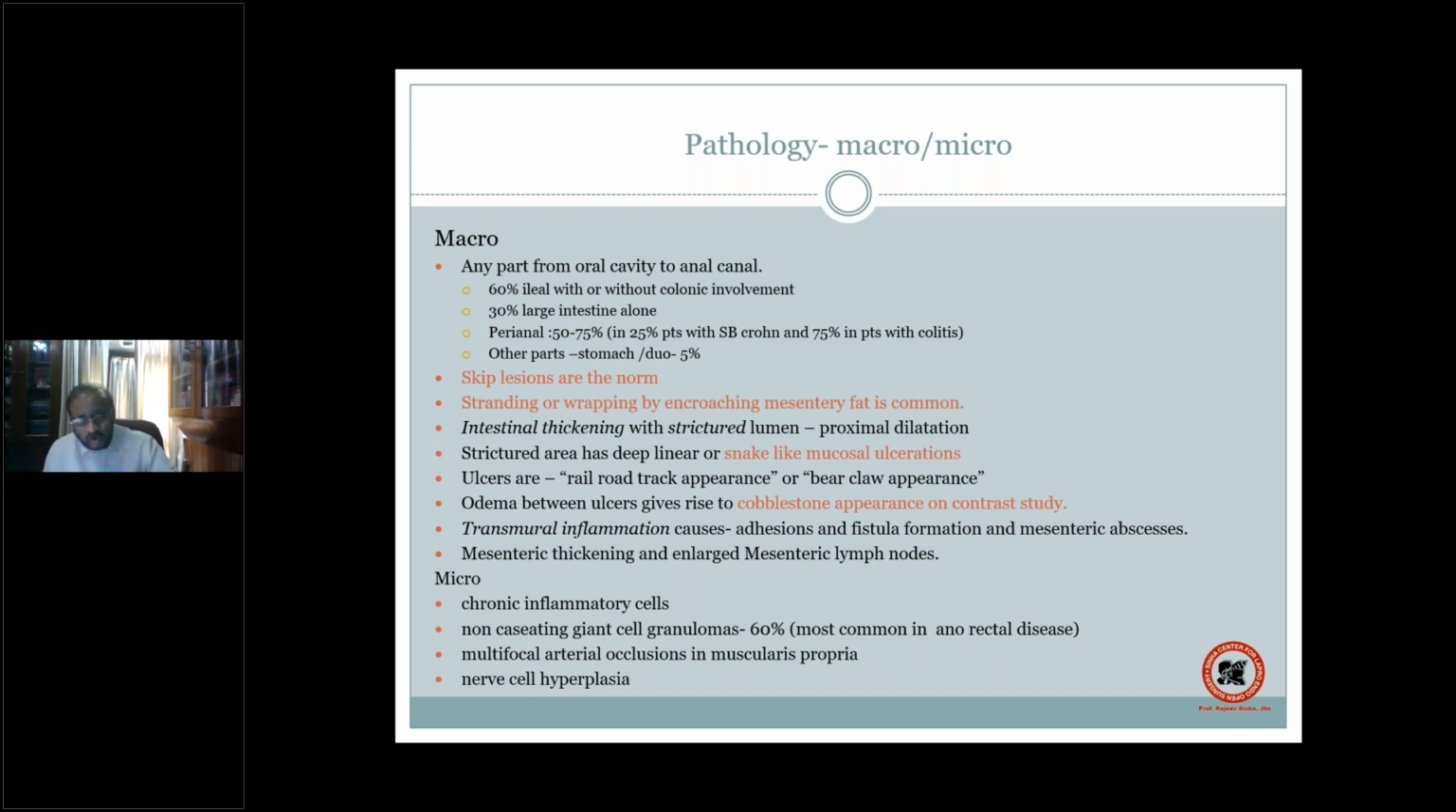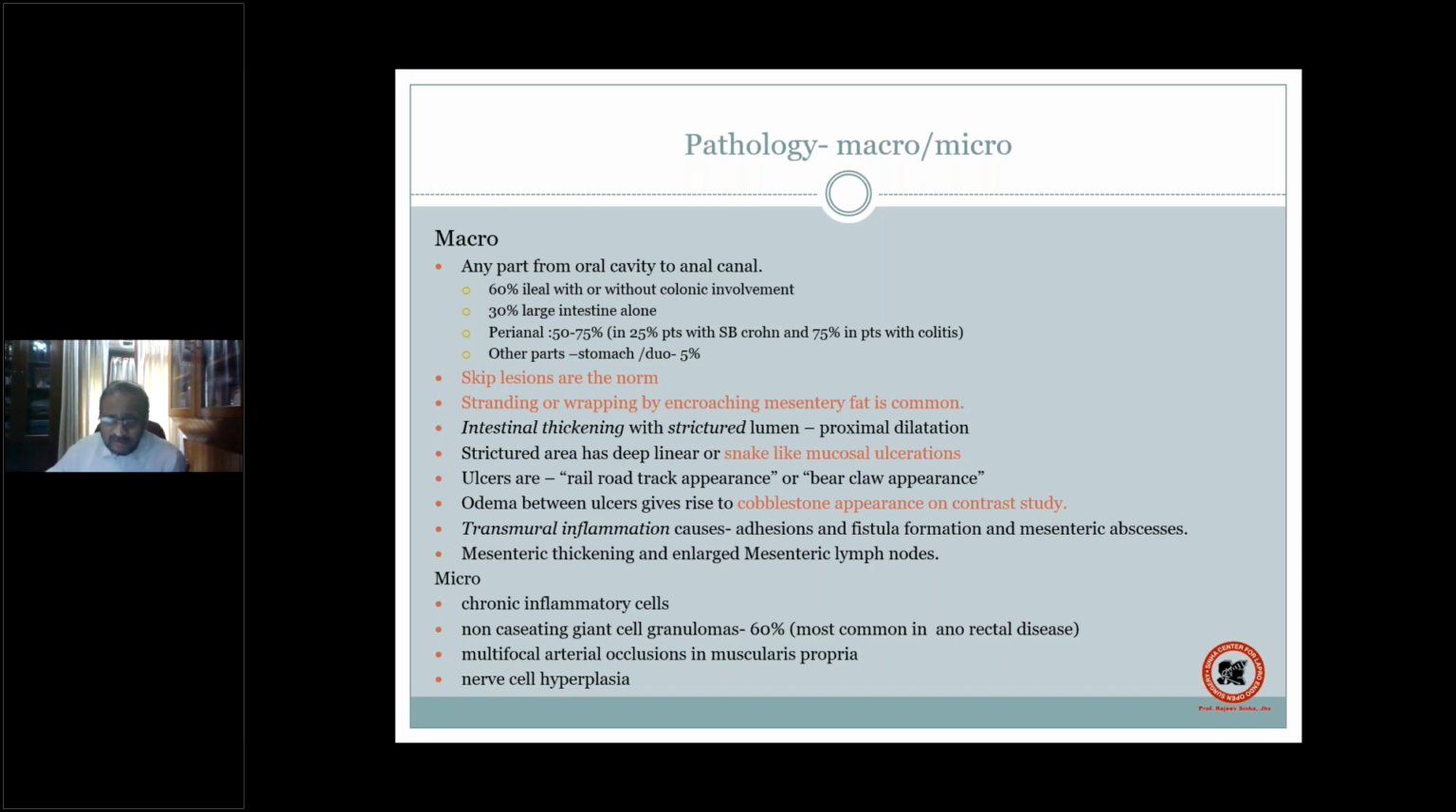So you'll find the fat onto the bowel. That is what is known as wrapping by the encroaching mesenteric fat in the anti-mesenteric border, from the mesenteric border. Intestinal thickening with strictured lumen. So we said that there is always a hypertrophy. Why? Because of infiltration. So there's intestinal thickening. And along with this, you have a stricture of the lumen with proximal dilatation.